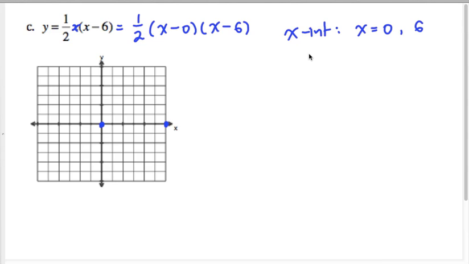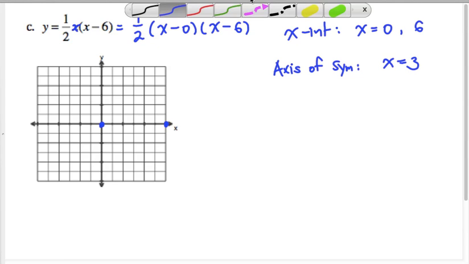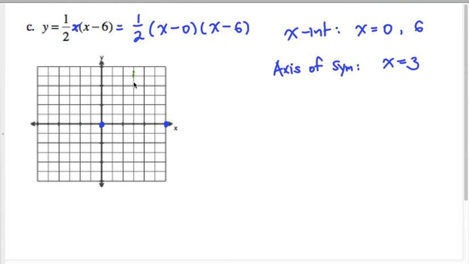And once I know my two x-intercepts, then I know the axis of symmetry is going to be x equals 3 because 0 plus 6 divided by 2 is 3. Okay, my axis of symmetry will be, let's do green, over here. What I know is that the vertex will have the x value of 3 because the vertex has to be in the center. So all I have to do is find the y value.